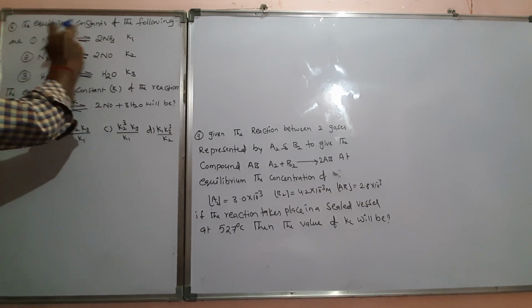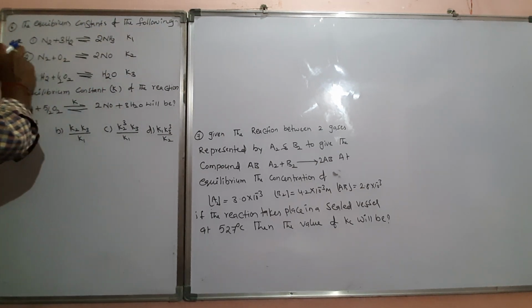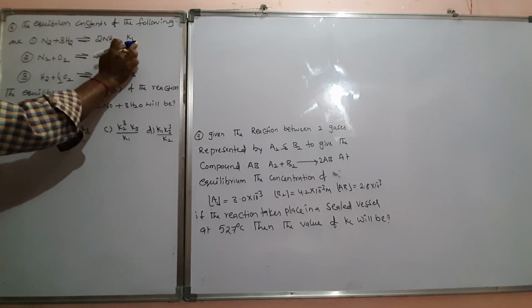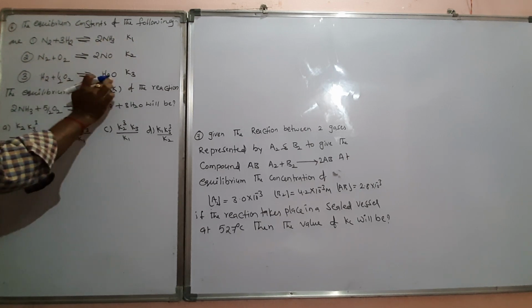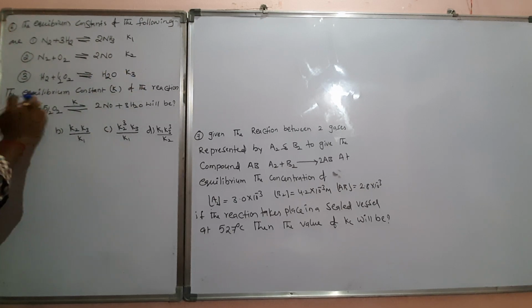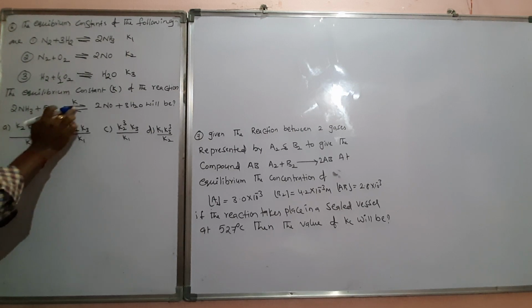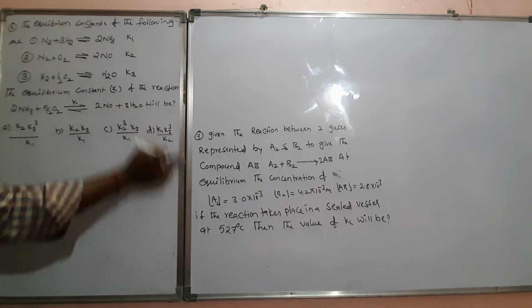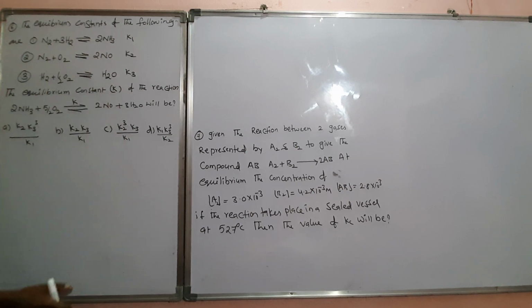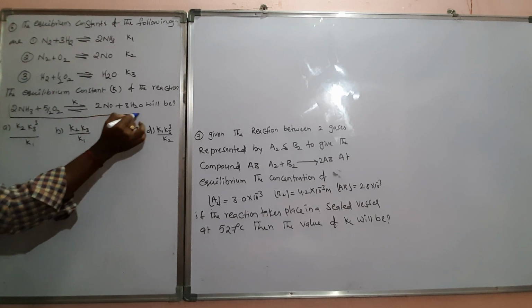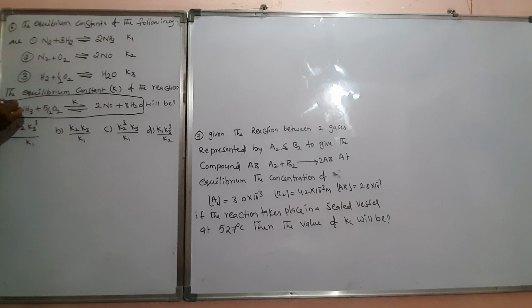Next question, the equilibrium constants of the following reactions, N2 plus 3H2 gives 2NH3 is K1, N2 plus O2 gives 2NO is K2, H2 plus half O2 gives H2O is K3. The equilibrium constant K of the reaction 2NH3 plus 5 by 2 O2 gives 2NO plus 3H2O will be? So this question is the same as the first question. Here you see how to change these equations according to what they are asking. Based on that equation we have to change the given equations.